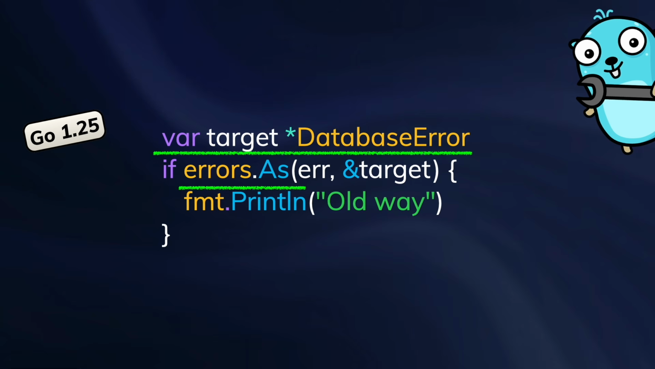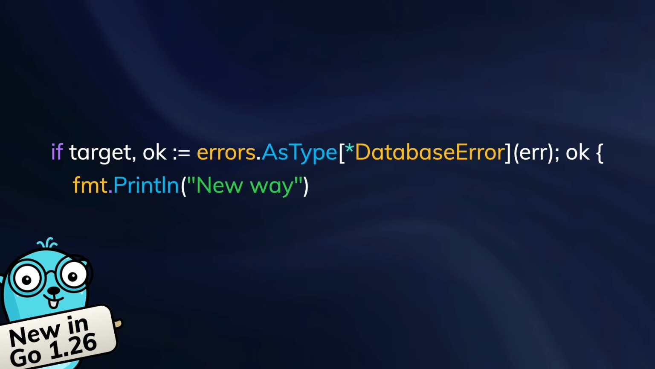It has no other purpose, and because As accepts any, the compiler cannot verify the type at compile time. In Go 1.26, a new function called AsType in the errors package is introduced. It's a generic, type-safe alternative.